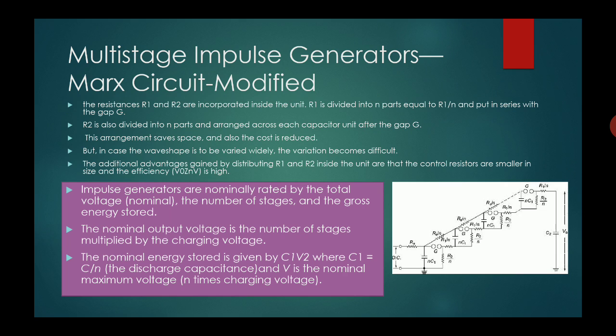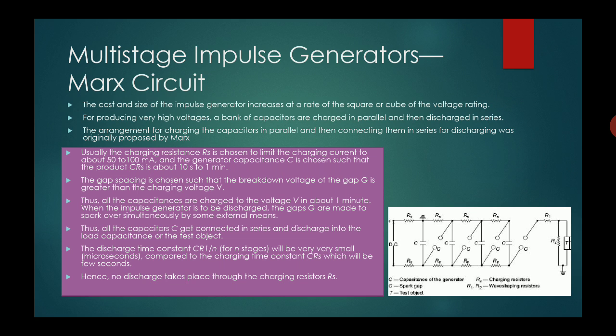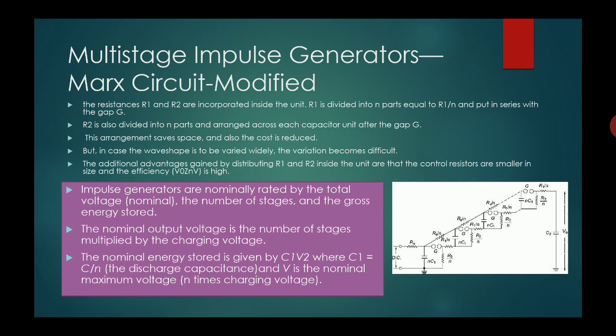Compared to the previous circuit, you can see the two resistances R1 and R2 are divided into n number of parts and arranged in the diagram shown. This arrangement saves space and also cost is reduced. But in case the wave shape is to be varied widely, the variation becomes difficult.